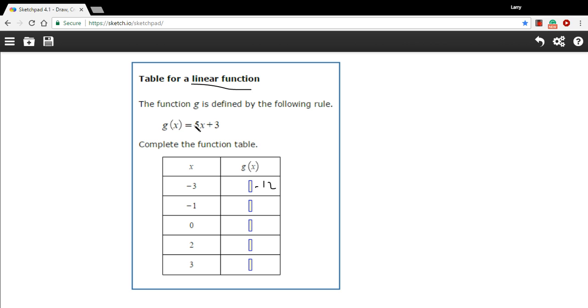Negative 1 times 5 would be negative 5 plus 3 would be negative 2. 0, that's an easy one. This part just disappears and you just get a positive 3. And next one is 2. 2 times 5 is 10 plus 3 would be 13. And 3 times 5 is 15 plus 3, that'd be 18. So there we have a completed table for a function.